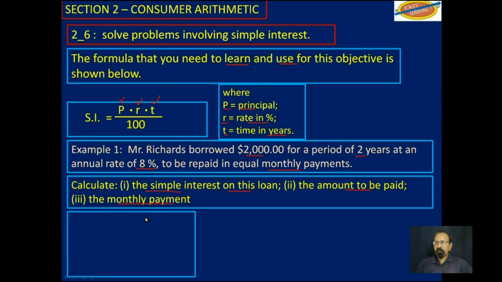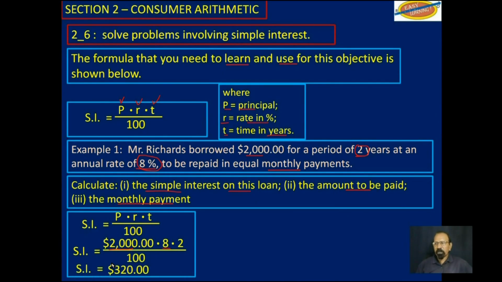Now remember what we said the formula is. So the simple interest is equal to principal times rate times time over 100. Let's substitute the numbers we have. $2,000, that's the principal, multiplied by the rate, which is 8%, multiplied by the time in years, which is 2 years, over 100. When you work that out, you get that the simple interest over the 2-year span is $320.